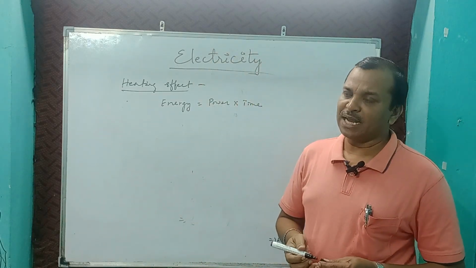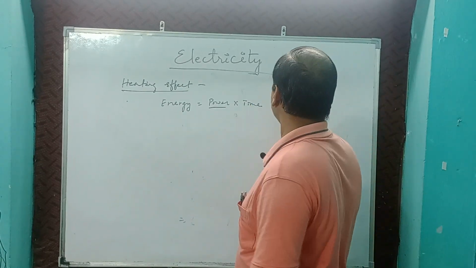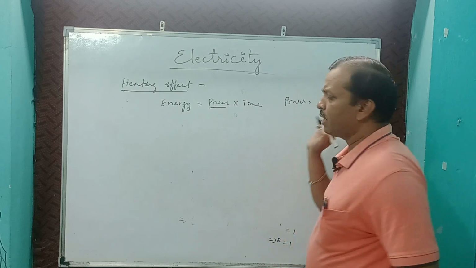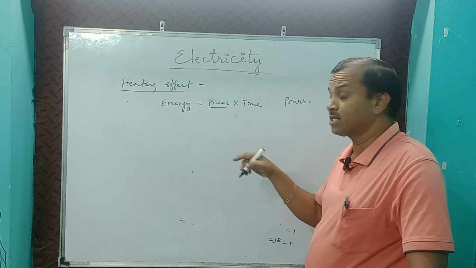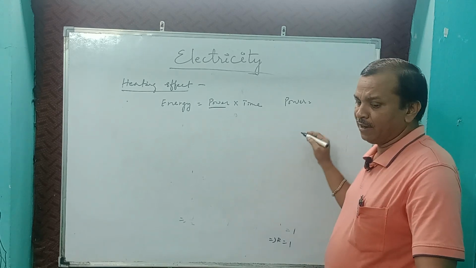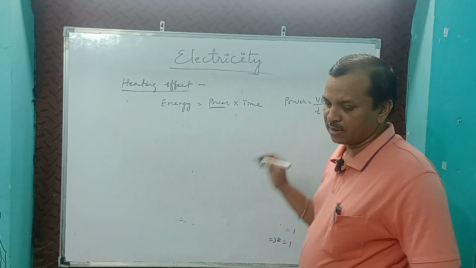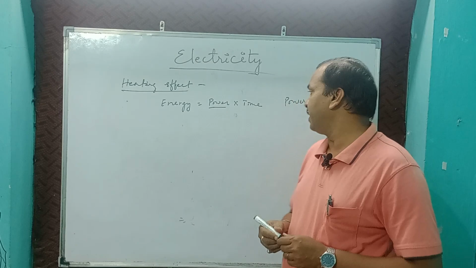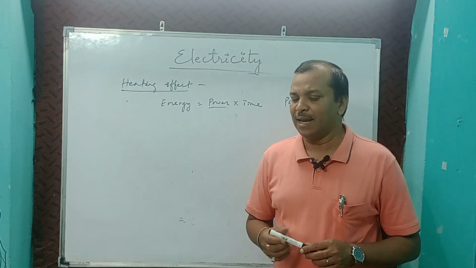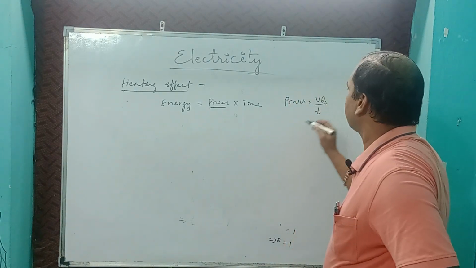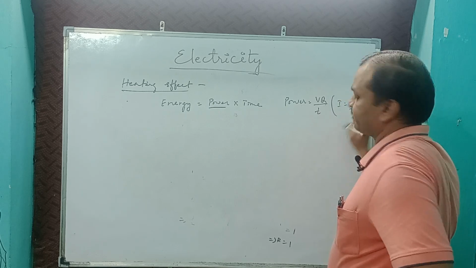Clear? Power into time. What is power? Already we know that power is equal to, in the first equation we discussed, just recall back, VQ by T. Power is equal to VQ by T. Clear? Why? Because I is equal to Q by T.